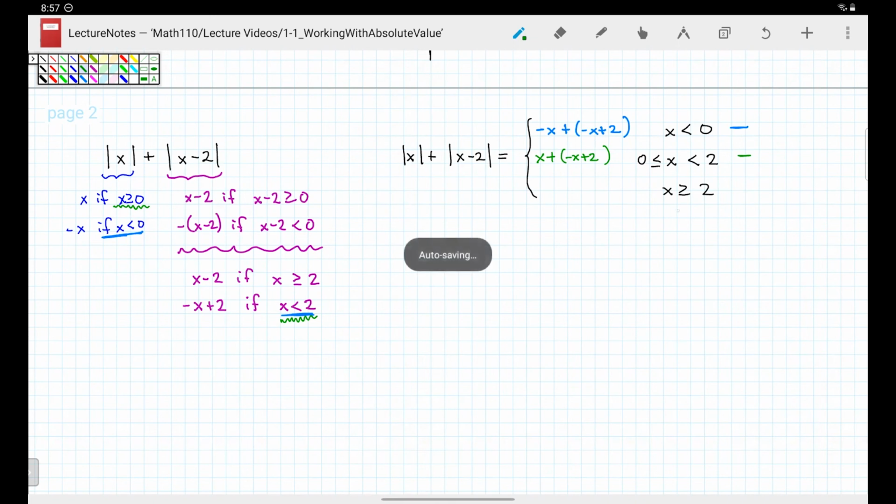And now if we have x is greater than or equal to 2, let's see, what color can I use? Let's use red. In this case, if x is greater than 2, then x is greater than 0. And if x is greater than 2, then x is greater than 2. So we're going to be in the positive portion of both of those. So absolute value of x is x, and the absolute value of x minus 2 is x minus 2.